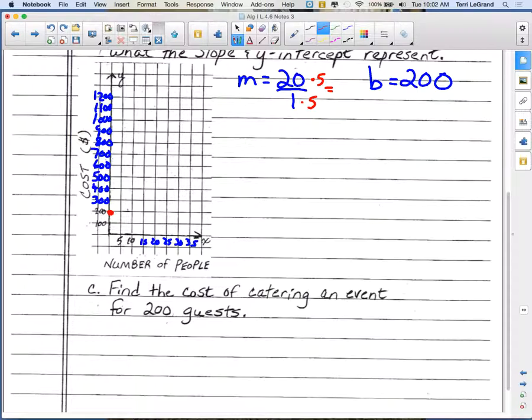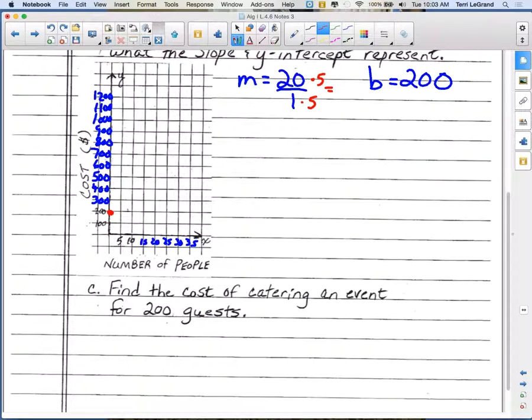No, because if we just multiply by 5 over 1, we're now changing the slope. We can't change the slope, we can only rename it. If we take it times 5, we're making the slope 100. Now we're saying it's $100 for every guess. We just need to rename it.